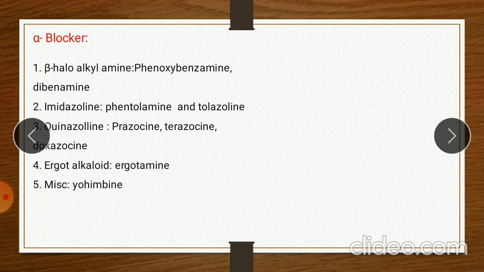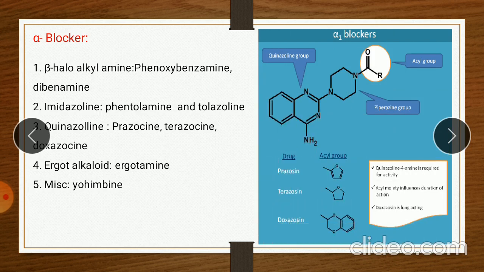But in your syllabus only two drugs are given, that is prazosin and terazosin. So this is the structure of these two drugs. It is the general structure of this type of drug, that is a quinazoline derivative. Here the difference is in this R: prazosin has benzofuran and terazosin has tetrahydrobenzofuran.